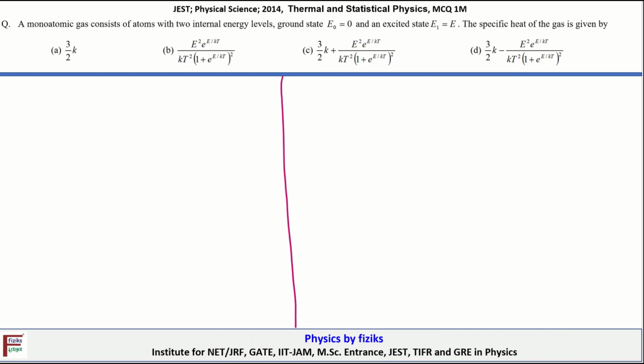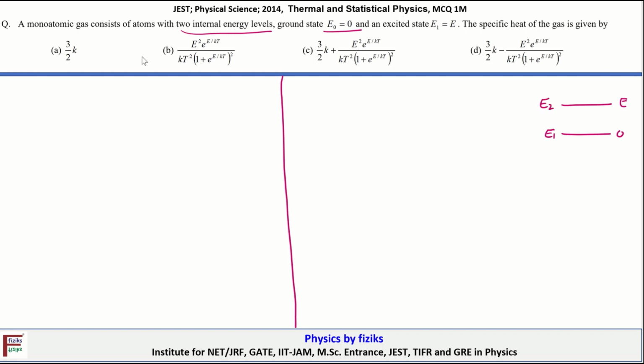So let's take a look at the next problem. The question is, a monoatomic gas consists of atoms with two internal energy levels. The ground state is E0 equal to 0 and the excited state is E1 equal to E. The specific heat of the gas is given by, so we are given a gas of atoms with energy levels 0 and E. You can call them E1 and E2.